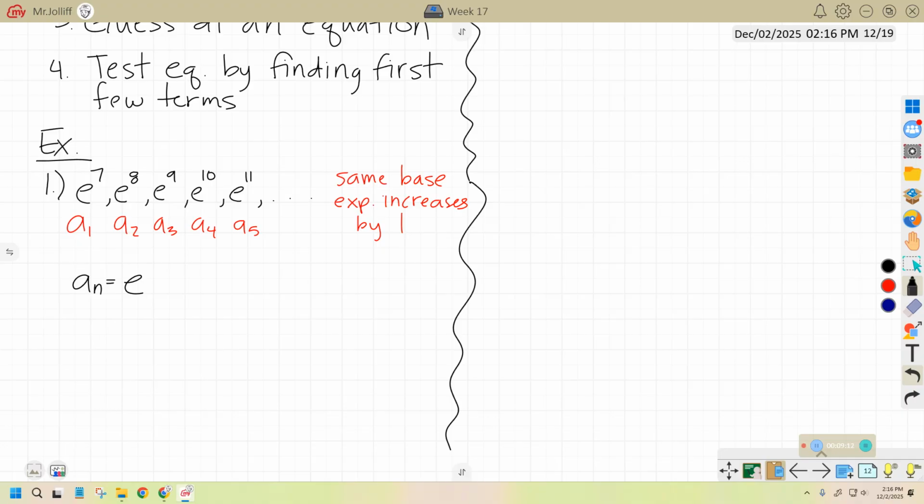involving n, because n increases by 1 every time. 1, 2, 3, 4. So if I put an n up here, that's going to accomplish the increasing by 1. But right now that equation doesn't work, because when n is 1, I get e to the 1. What I actually have as a first term is e to the 7. How do I fix that discrepancy?